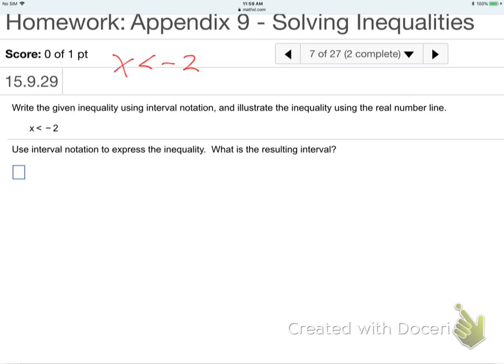So in these first 8 or 9 or 10 problems, they're just going to give you a graph, or they'll give you an inequality. They'll give you one of those 3 forms and ask you for the other 2. They're just making sure you can change easily between the forms.